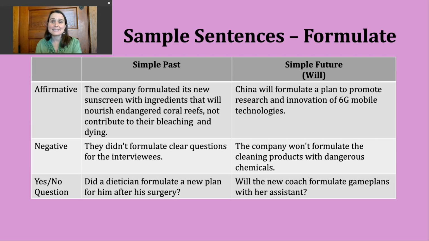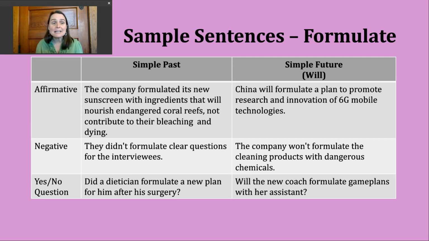To make simple past tense sentences, I start with my subject and then I use my ed form of the verb. And this is true no matter what the subject is, so I don't have any additional changes here. I'm going to keep following the same pattern.